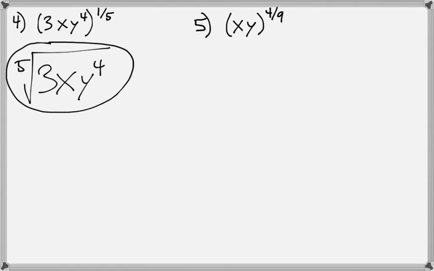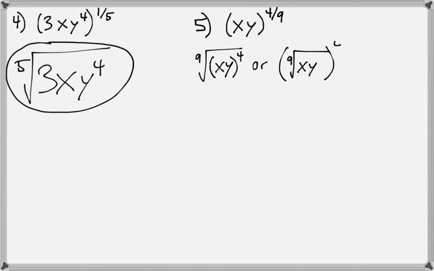With number 5, we have x y to the 4/9. Now we need to be careful when we have a numerator here, because when we convert it, that applies to both of them, and we can either write it like this with the parentheses on the inside, or like this with the parentheses on the outside.